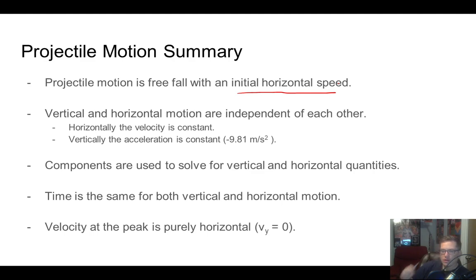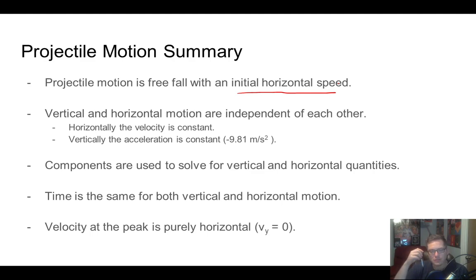What you have to remember is the vertical and horizontal motions are independent of one another. The horizontal velocity is constant. Gravity pulls down, so it's not going to slow it down this way. The horizontal is going to be constant, but the vertical acceleration is constant, so that's why they're separate from one another.